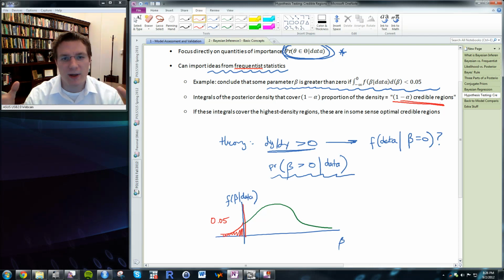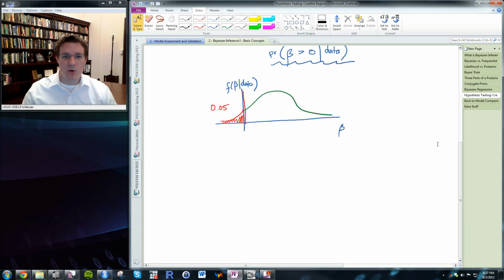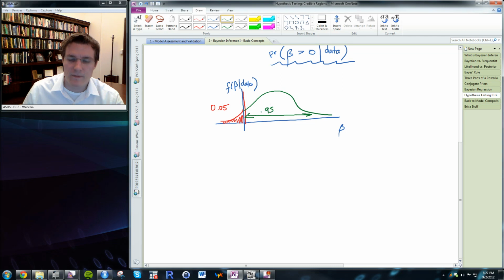A credible region is just any integral over the parameter of interest, like beta, that covers 1 minus alpha proportion of the density. So, for example, going back to here, I've got a credible interval that covers 95% of the density. This is 0.95 right here. So the integral from 0 to infinity is a 95% credible region.